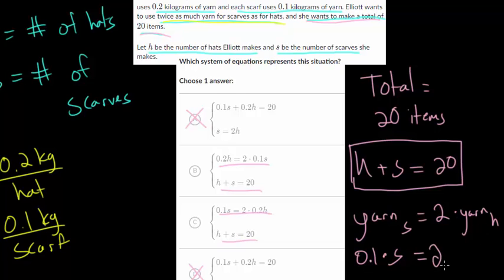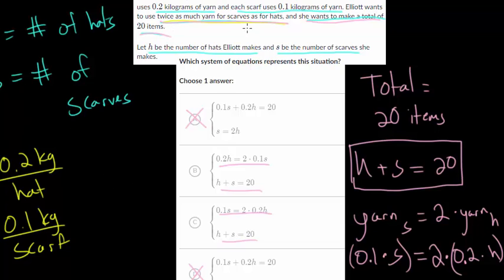And then we'll multiply this by 2 times the amount of yarn for hats. And each hat is 0.2 kilograms. If we multiplied that by H, the number of hats, that would tell us the weight in yarn that we need to use. So this would be 0.2 times H. So these expressions in parentheses are just giving us the total amount of yarn in kilograms, which is what they're asking for, since they're telling us we use twice as much yarn for scarves as for hats.